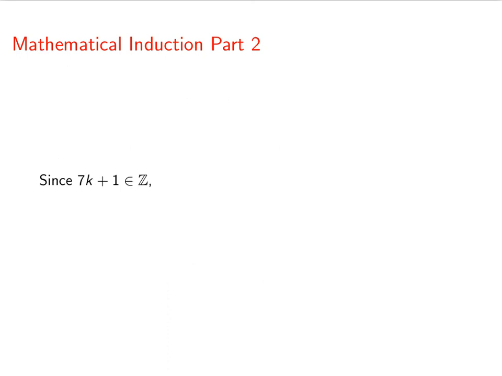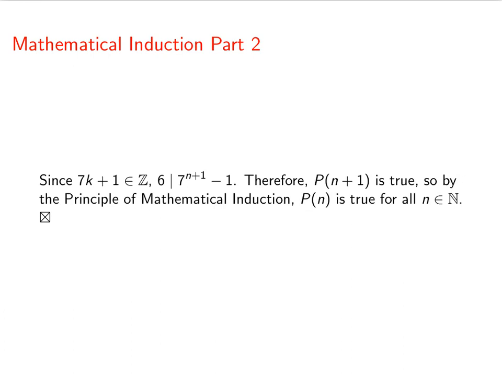So because 7k plus 1 is an integer, 6 divides 7 to the n plus 1 minus 1. And we can conclude then that P(n+1) is true. And so, by the principle of mathematical induction, P(n) is true for all n in the natural numbers. And that's the end of the proof. Okay, that's all for now.